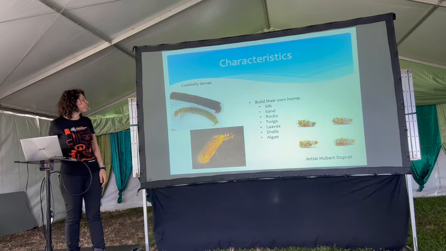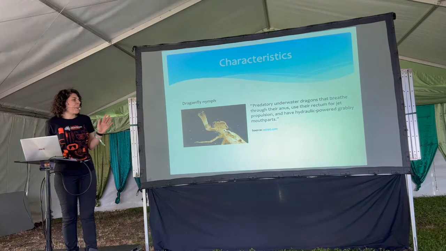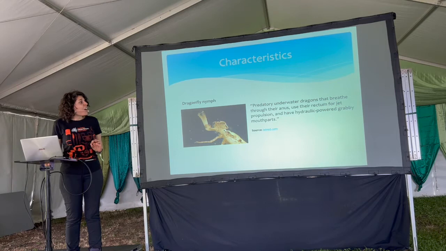Okay, so dragonflies. I came across this quote and I love this. This is the best description. So Wired.com wrote an article on dragonflies, and they describe the nymph as predatory underwater dragons that breathe through their anus, use their rectum for jet propulsion, and have hydraulic-powered grabby mouth parts. And it's all very accurate.